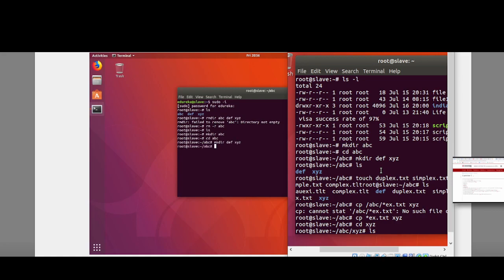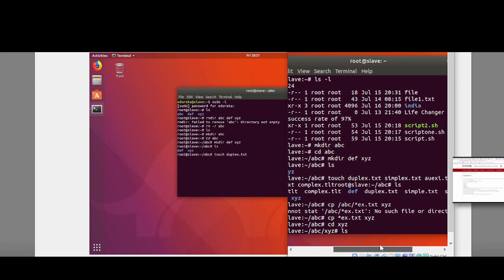Yes, sir. Now when you run ls, you should not be in the XYZ folder. Go to root, and from the root use the touch command to create all the files given in the exercise: duplex.txt and simplex.txt. Give the .txt extension to all of them. That's it. touch duplex.txt duplex.txt, space, simplex.txt.